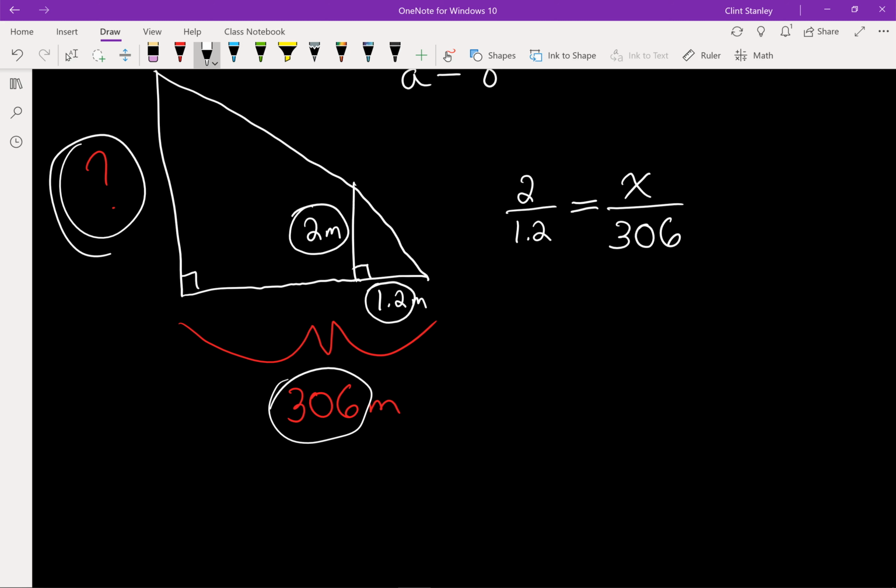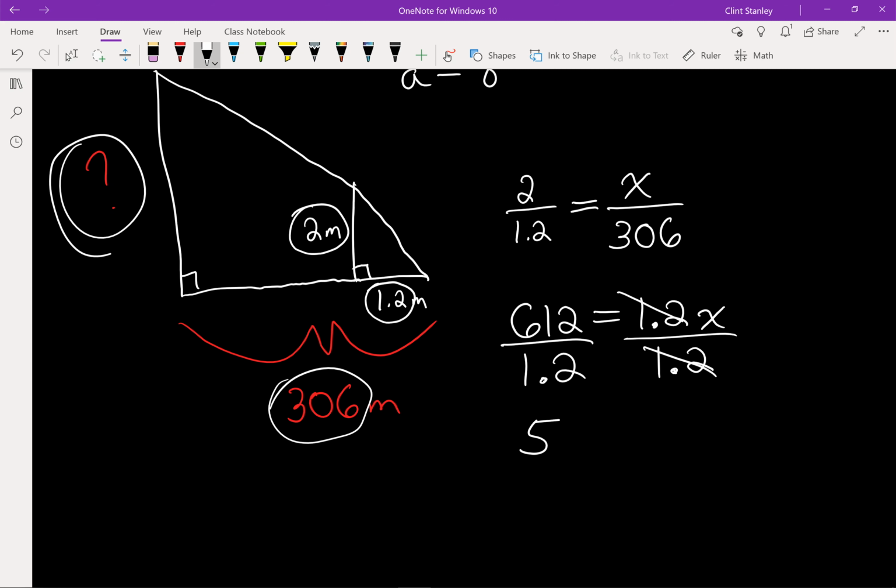So 2 times 306 is 612. And that has to be equal to what we get when we cross multiply the other way. So 1.2 times x is 1.2x. And then we divide both sides by 1.2 to solve for x. So that cancels. And then 612 divided by 1.2 gives us 510. How tall is our building? It's 510 meters.